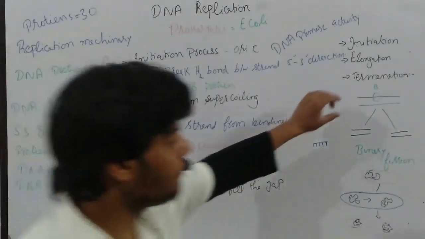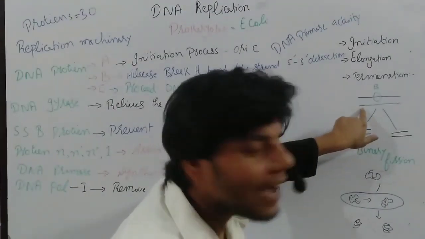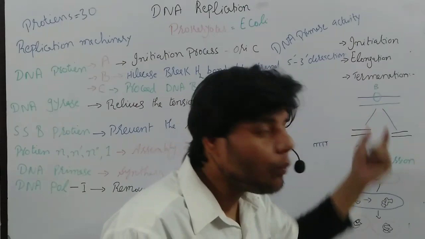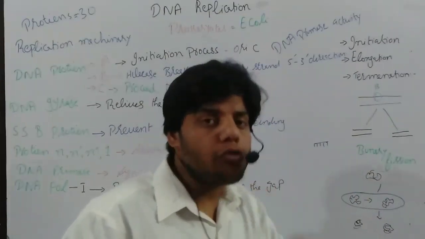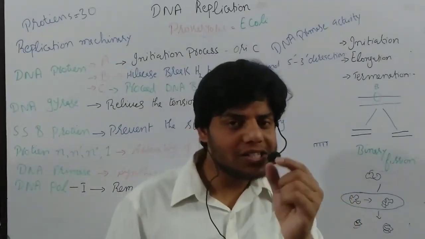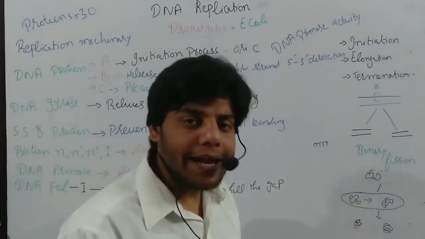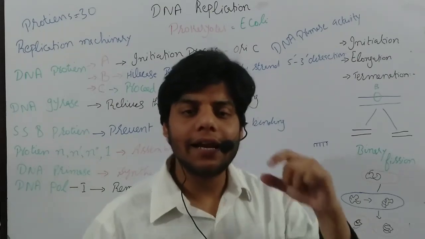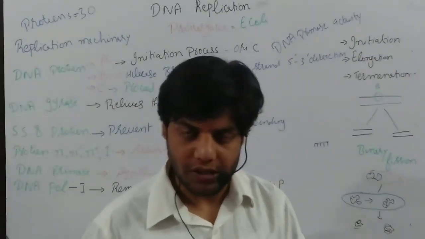For example, we have this strand. Now this is the RNA strand. How can we remove it? All of you should know that RNA and DNA strands are the same. They have the same nucleotides, but just one nucleotide is different. In RNA we have uracil, and in DNA we have thymine instead of uracil.